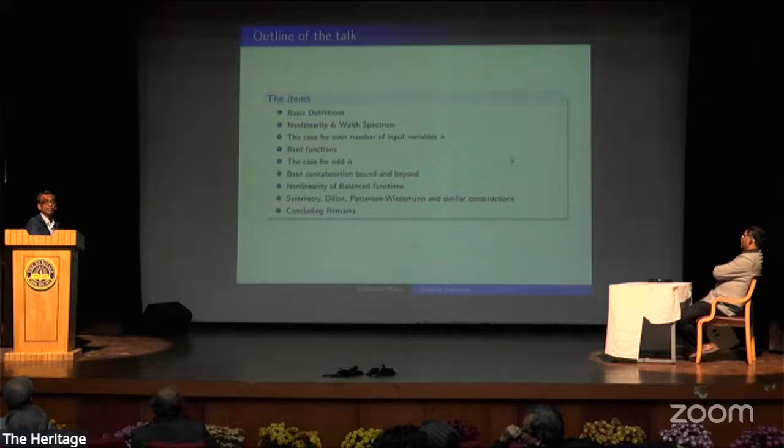Then we will discuss the case for odd n, the bent concatenation bound. If you remember truth tables, if you concatenate a truth table twice, then its size would be doubled, so the input variable number will be increased by 1. So if you start with an even number of variables and concatenate the truth table one after another, then it would be a Boolean function on an odd number of variables. That is actually very interesting. We call that the bent concatenation bound when we calculate nonlinearity.